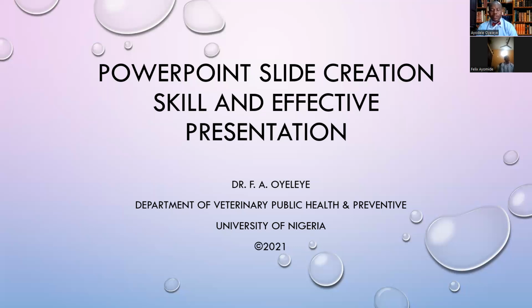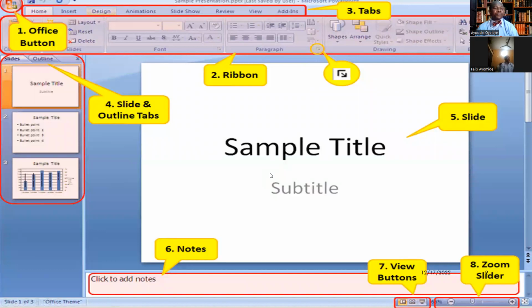Okay? So the first aspect we are going to talk about is the common features you are going to see on the Microsoft PowerPoint application itself. Here we go. Now, if you look at the screen, you have the Office button, that is number one, and you have the ribbon, the tab number 3, the slide and outline number 4. The first thing to do is to get yourself familiar with these tools that you will be using in creating your slide.